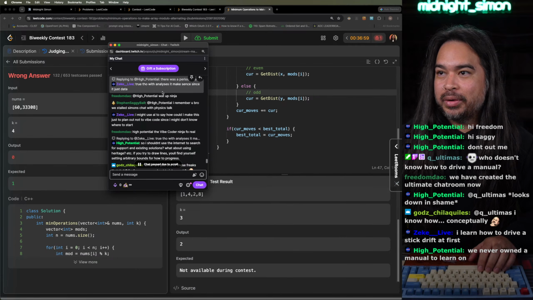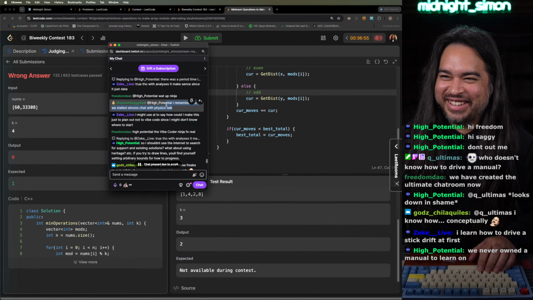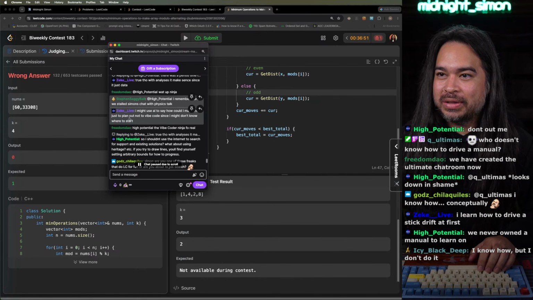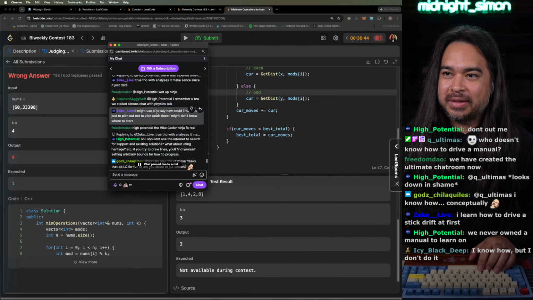I remember we saw Simon's chat with physics talk. Yeah. I might use AI to say, how could I make this adjust to plan out, not to vibe code, since I don't know where to start. Yeah, I see.